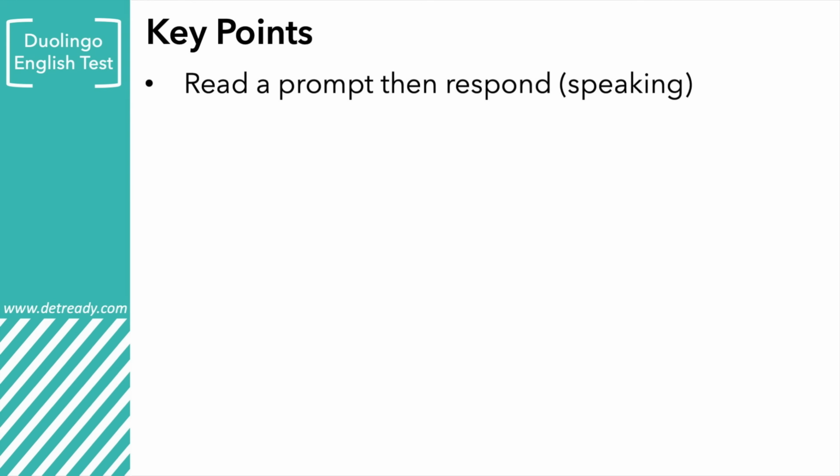Firstly, we'll take a look at the key points of this question type, just to remind you what it's about, and then we'll jump into the practice. So let's start with the key points. Okay, we'll go over these very quickly. So your job is simply to read a prompt, then respond through speaking. When the prompt first comes up, you have 20 seconds to read and think before you begin speaking. So that's really useful to know. Before you begin speaking, you get 20 seconds to read the prompt and think about your answer.